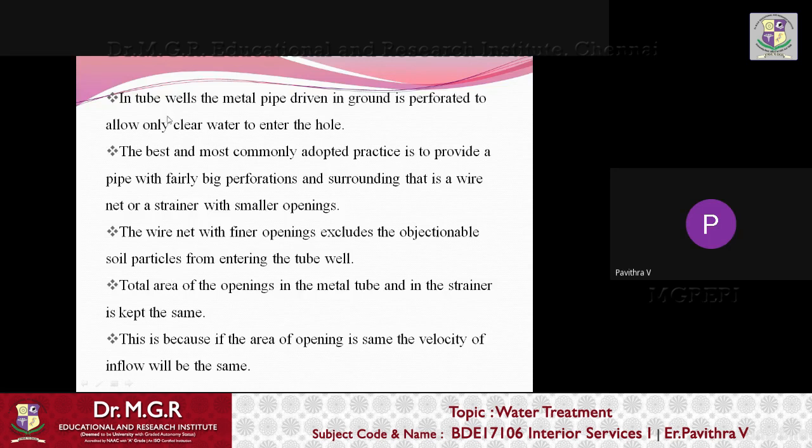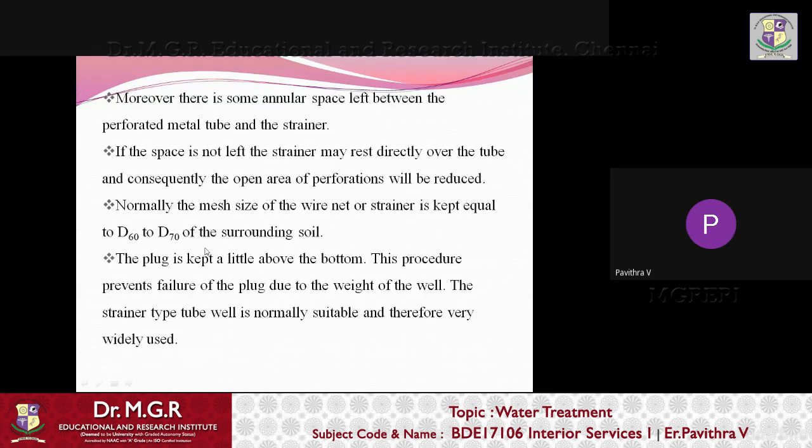And some of the specifications have been mentioned here. The best and the most commonly adopted practice is to provide a pipe with fairly big perforations and surrounding that, a wire net or a strainer with a smaller opening. So the opening of the strainer should be smaller, and the pipe should be a bigger one, so that the water can be pumped in a very good manner.